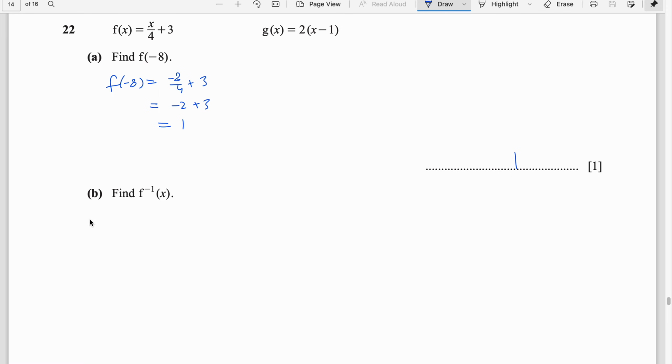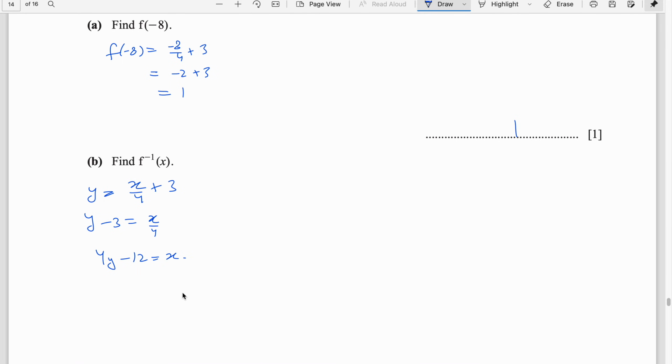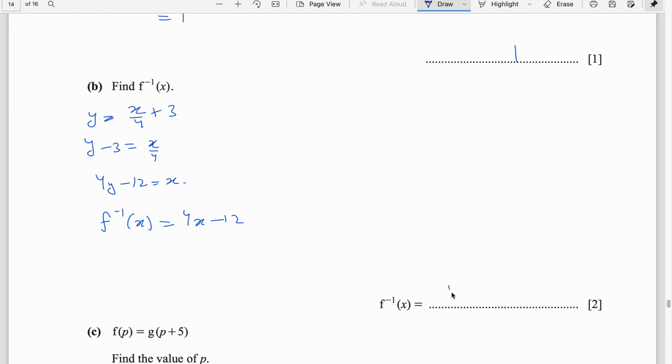F inverse. So let it be equal to y. Then we make x the subject of the formula. Multiply 4 on the other side. 4y minus 12 is equals to x. And finally we replace x with f inverse of x and replace y with x. So 4x minus 12.